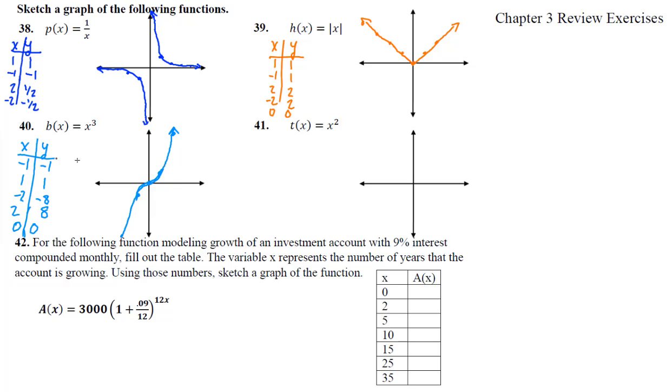Good. And then number 41. Here we have t of x equals x squared. Let's go ahead and give ourselves a few to go with. -1 and 1 and -2 and 2 and maybe a 0 in there. Yeah, 0 can go in there. -1 squared is 1. 1 is 1. You'll notice it looks just like absolute value of x. 0, 0, 1, 1, 1, -1.